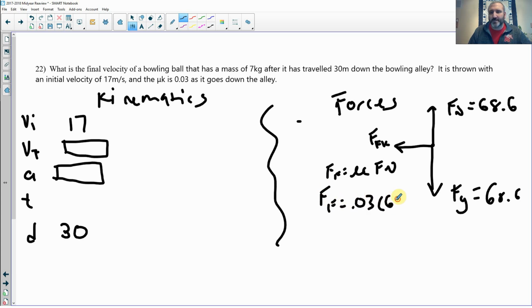0.03 times 68.6. So that would be, the friction is 2 newtons, 2.058. I'm rounding it down.